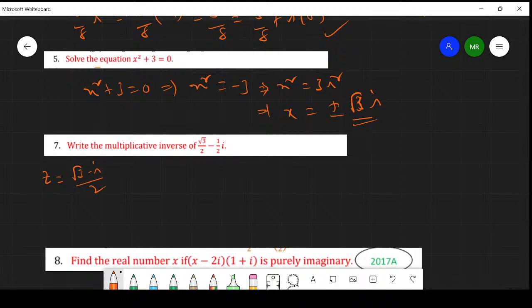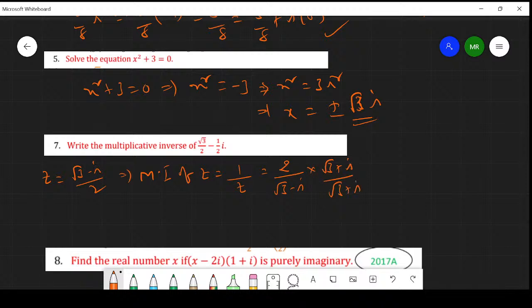That is given as root 3 minus i by 2. When they are asking for the multiplicative inverse of z, this is the given number. The multiplicative inverse of z is equal to 1 by z. So 1 by z will become 2 by root 3 minus i. Now rationalize this by multiplying by root 3 plus i by root 3 plus i.